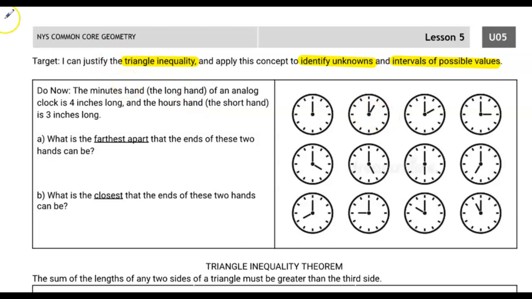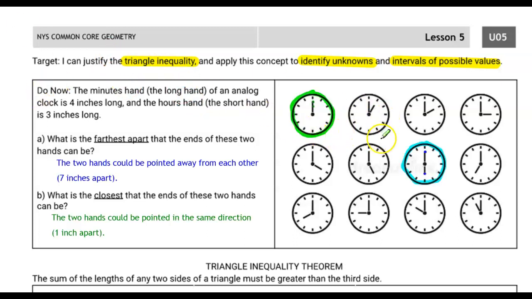Let's take away these dotted lines. All right, so I've identified the two clocks that they're talking about. One of the clocks is the answer to letter A. What is the farthest apart that the ends of these two hands can be? Well, I highlighted it in blue. And it says that the two hands could be pointed away from each other. It should make sense to you that if this hand is 4 inches long and this hand is 3 inches long, if they're pointed exactly away from each other, the two hands are going to be 7 inches apart.